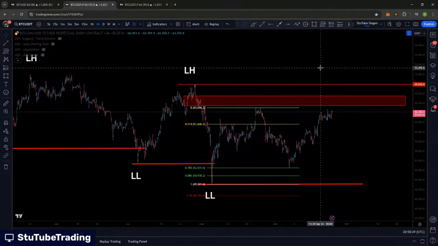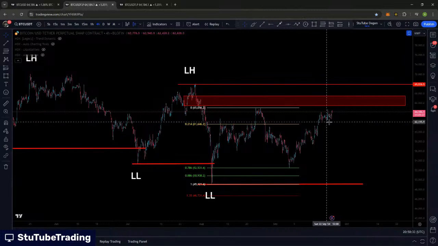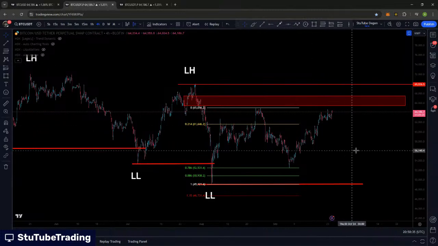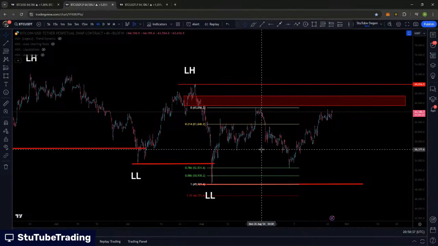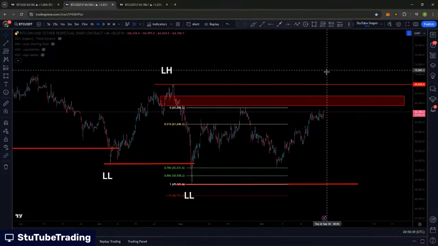Obviously, anything can happen. We can break structure to the downside right now, lose the support of this range, and then start testing down to the lower end of the macro range again. Sure, that is absolutely possible.